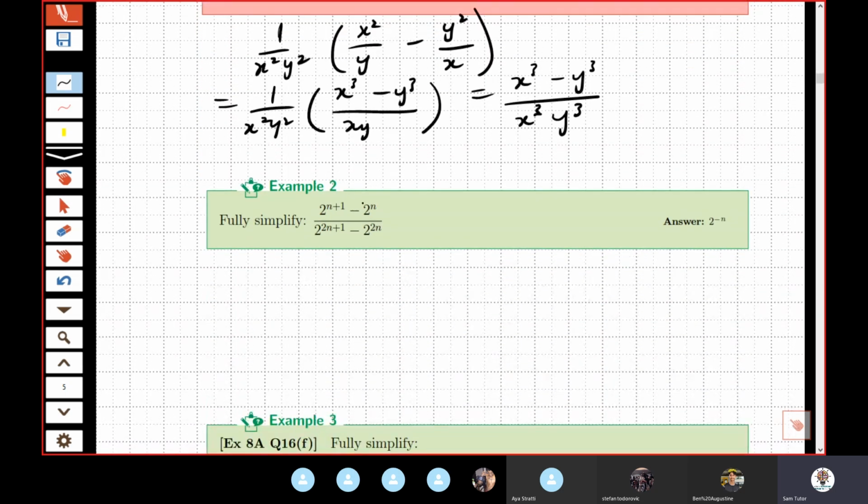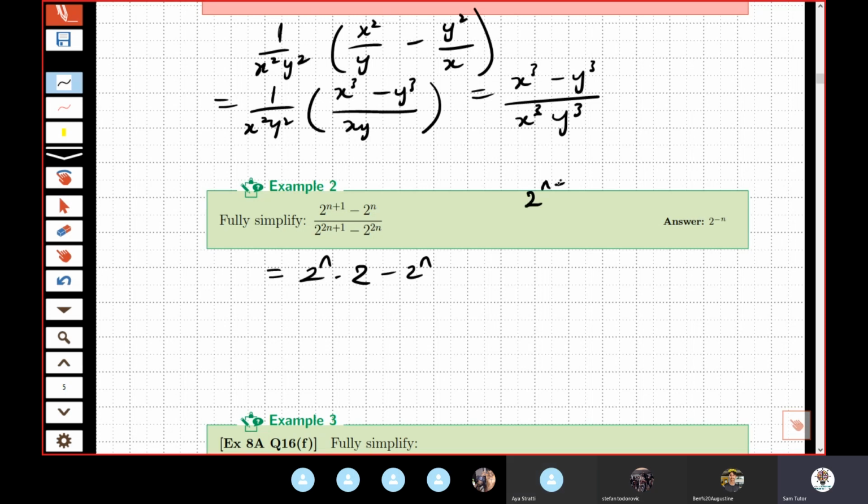All right, this one down here, it says fully simplify. A lot of students struggle with these, but the trick to it, again, is just to break these up into 2 to the power of n's. So you would write this as 2 to the power of n dot 2 minus 2 to the power of n, 2 to the power of n dot 2. Does anyone not understand how I'm getting that from this? Yeah, you lost me there.